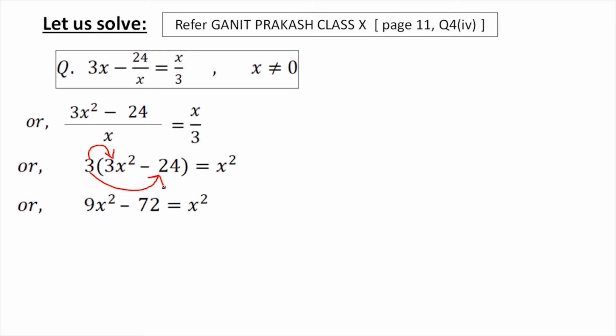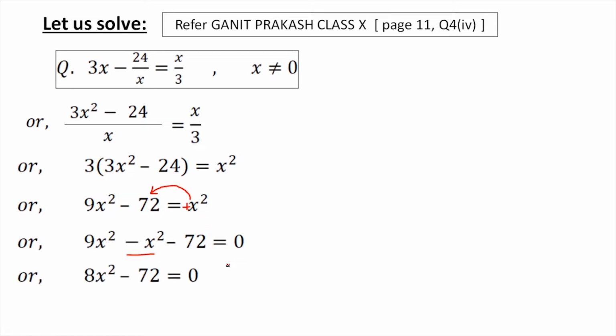Now again the same thing, we'll bring each and every term onto the left hand side. So I'll bring this x square onto the left hand side. What do we get? We get 9x square, and bringing this x square to this side, it becomes minus x square, because it is plus x square there, minus 72 is equal to 0. What is 9x square minus x square? It is 8x square minus 72 is equal to 0.